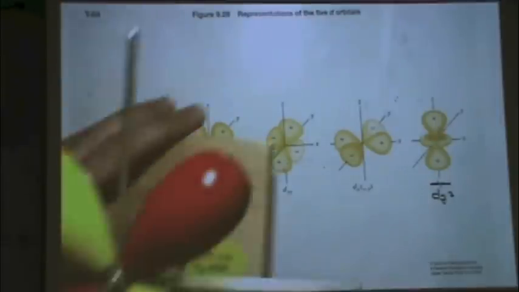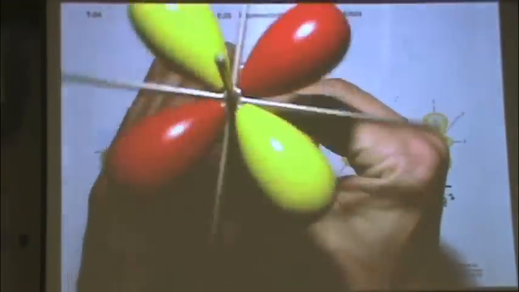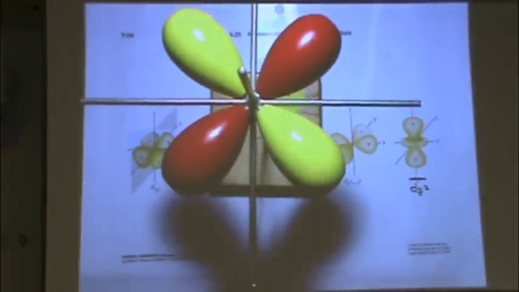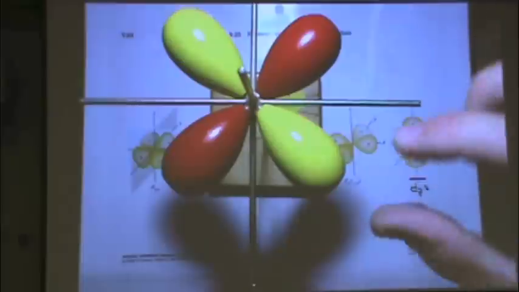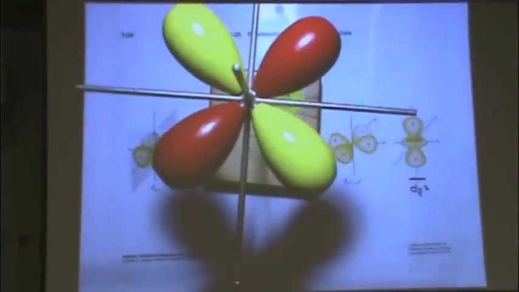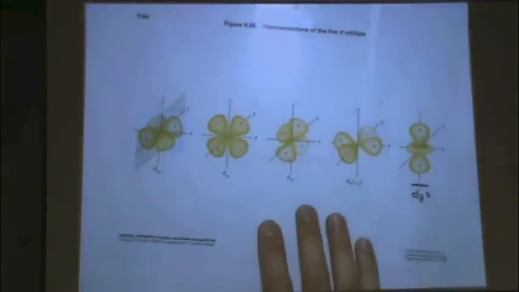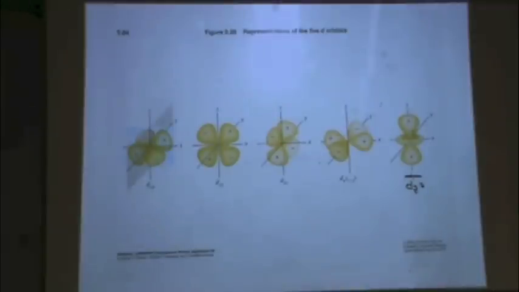Here is the dxy. That's what it would look like. And notice the different colors. I'm not really emphasizing that too much. We'll emphasize the different colors or phases of the orbitals more in chapter 10. But it basically means the yellow part is out of phase with the red part. In the pictures here, they're putting in plus versus a minus. Okay, p orbital had that too. I'll leave this up there.